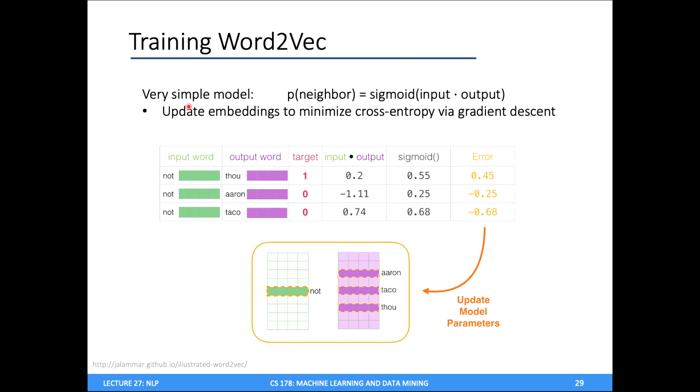Okay, so now we've got a really simple probabilistic model. And we can train this by minimizing the cross entropy via gradient descent. So this is your standard classification task. We've just got a really simple model here now. And if we train this model to convergence, what you'll get is one embedding vector for every word in your data set.